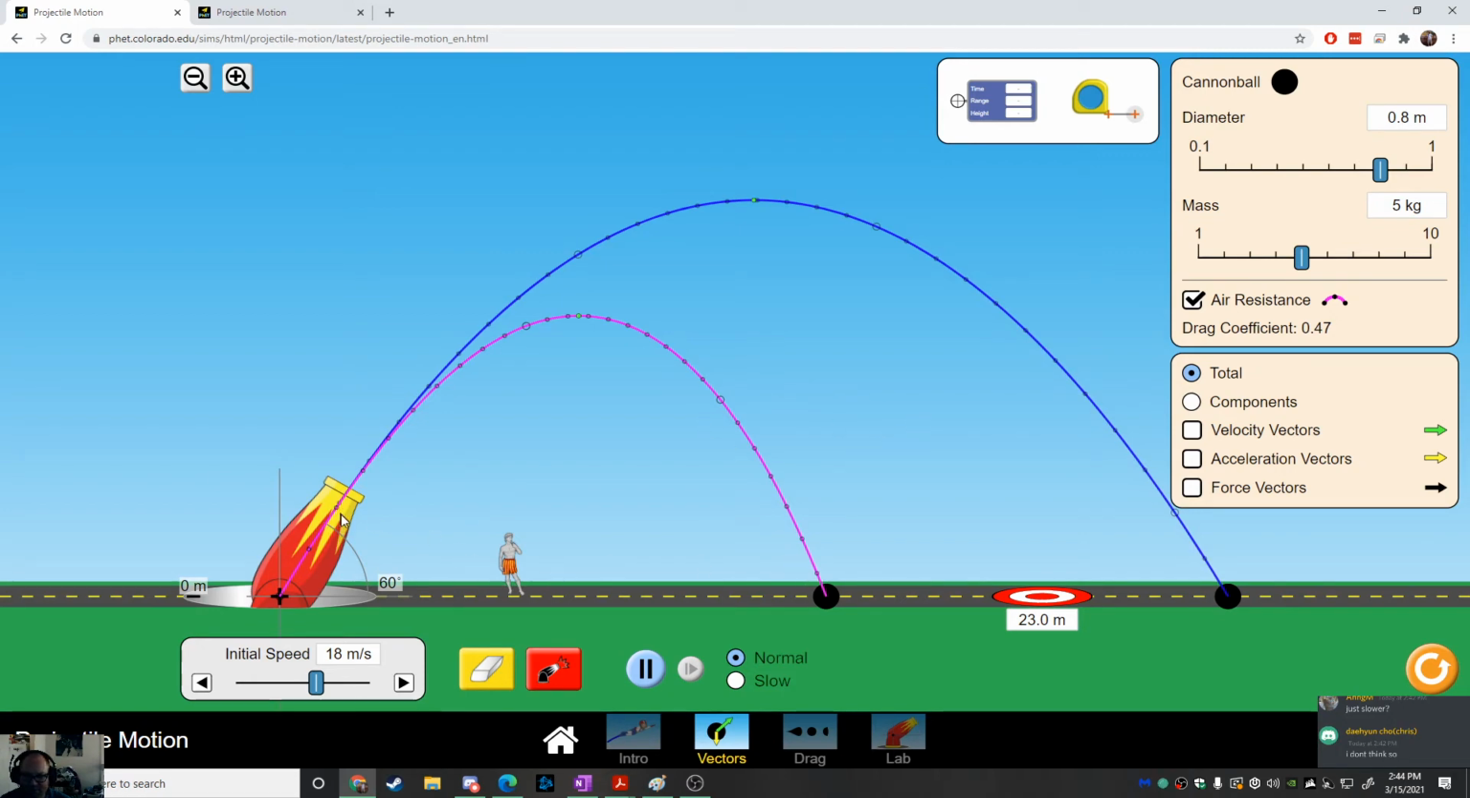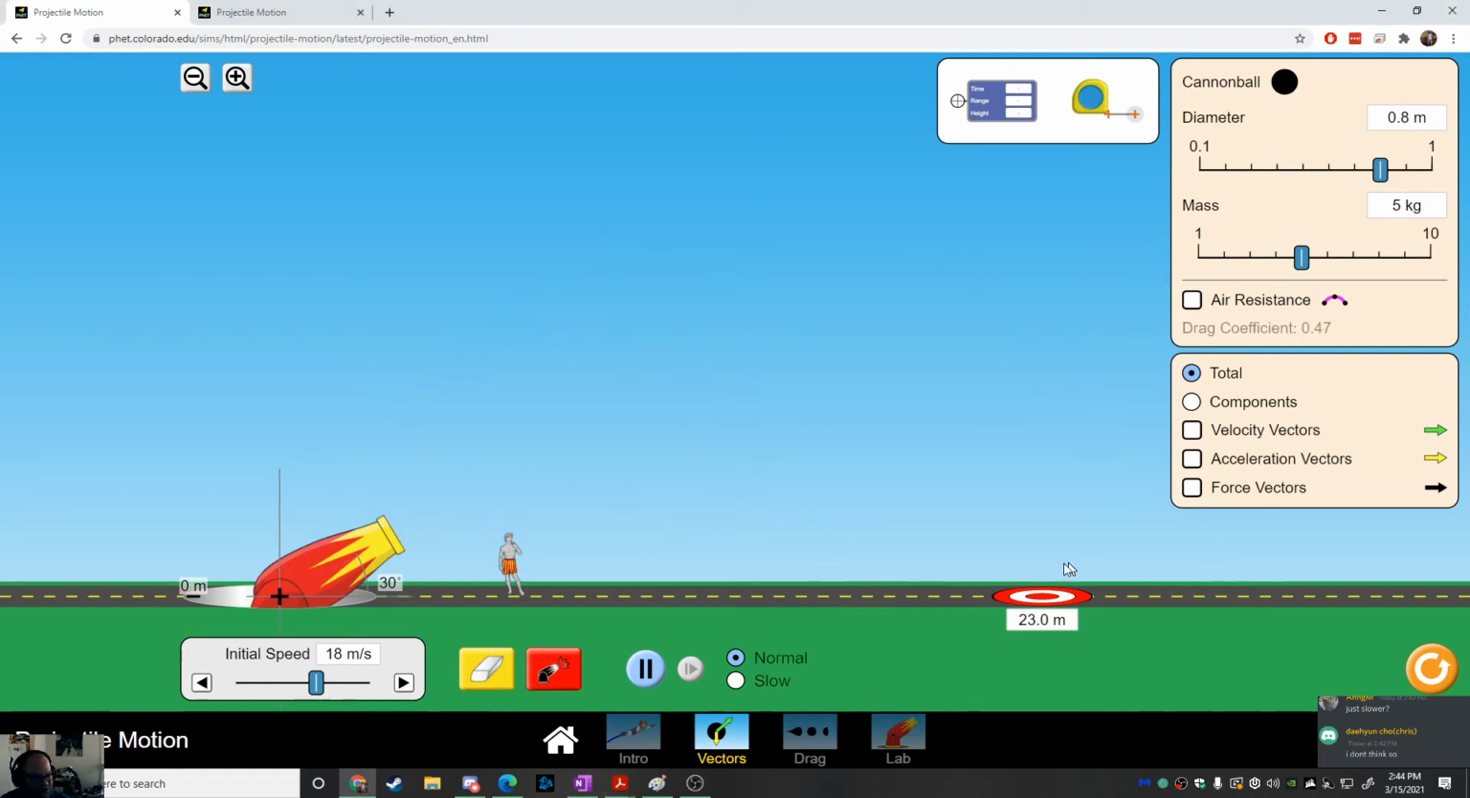All right, let's go back down to 30 and let's see what happens. There it goes. It goes much farther. I think that's kind of what people thought, right? Yeah, someone said shorter on the higher one, right? And that's just because it's in the air longer, right? It has more time to get slowed down by the air. Okay. Let's take air resistance off because that's not really what we're trying to learn about today, but it is interesting to see how it affects things.